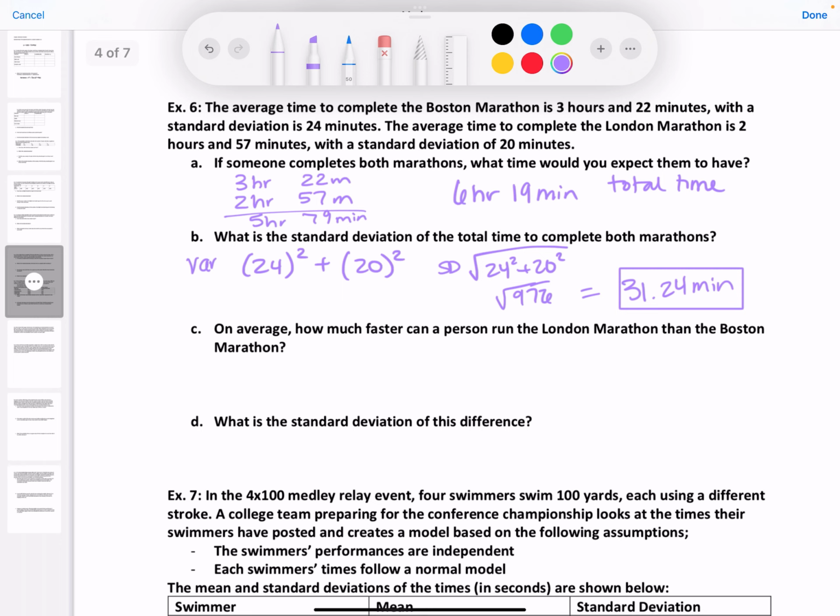So then, on average, how much faster can a person run the London Marathon than the Boston Marathon? So this is literally like if it takes you 20 minutes to drive to school on the interstate and it takes you 30 minutes to drive to school on the other roads, what is the difference in time? That's literally all we have to do.